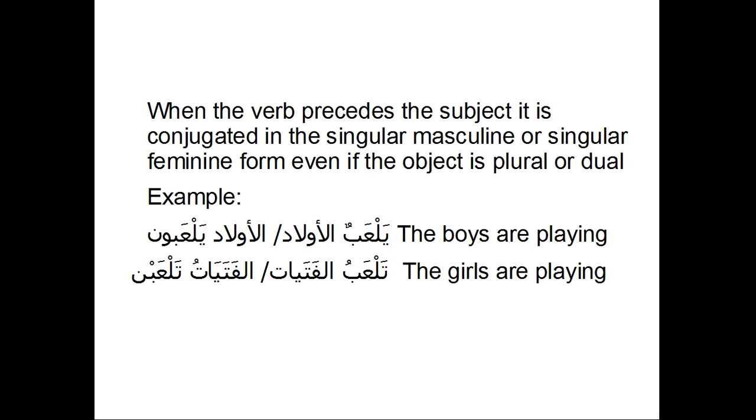But if the subject comes first, it will be conjugated normally. الأولاد يلعبون. تلعب الفتيات. You see, it's conjugated in singular form, تلعب. While if the subject comes first, الفتيات يلعبن. Sorry, this is a mistake. I'll fix it in the PDF. الفتيات يلعب.